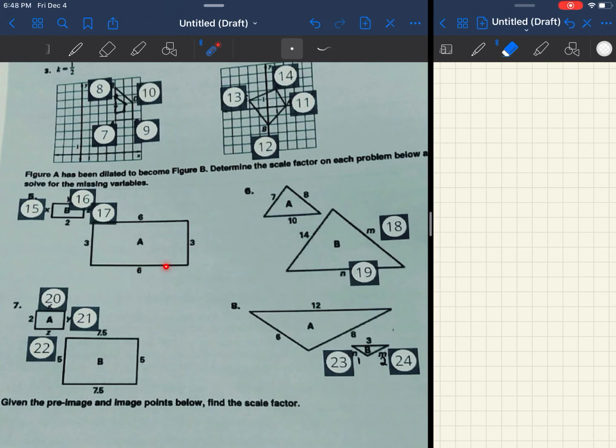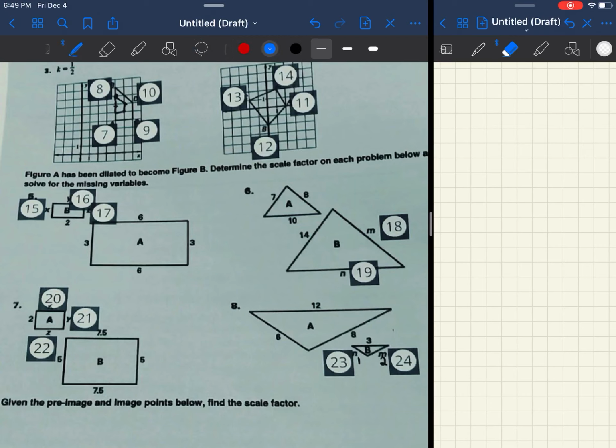I'm going to look at the bottom of A and the bottom of B. Remember, A becomes B. And I ask myself, what do I have to divide by to get a 6 to a 2? What do I have to divide 6 by to get 2? Well, 6 divided by 3 is 2. So I'm going to divide each of these numbers right here by 3 to get these sides over here.